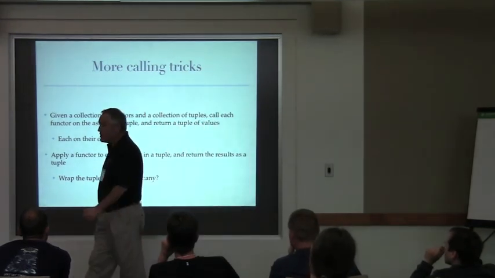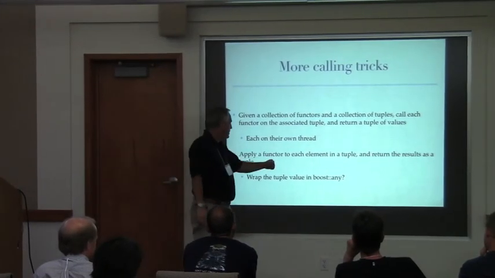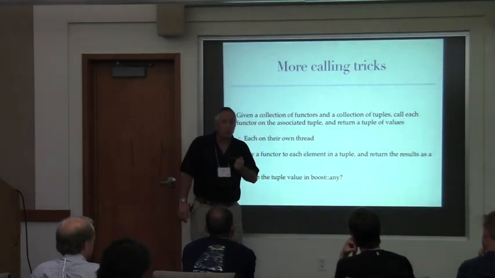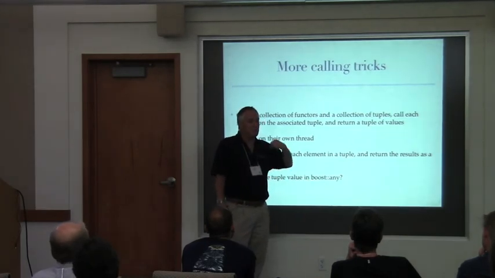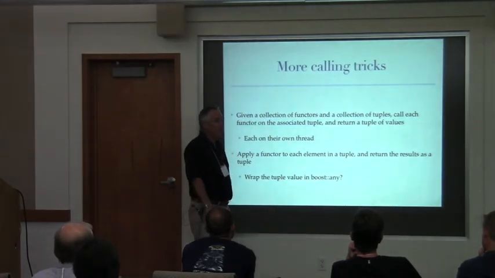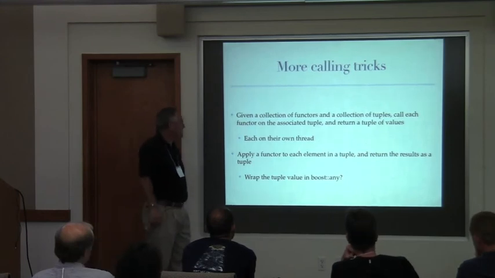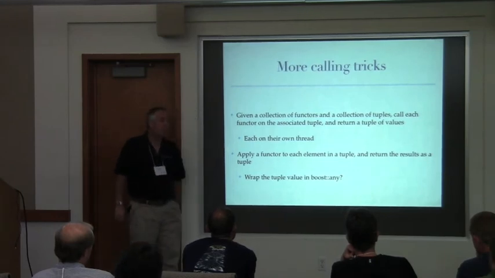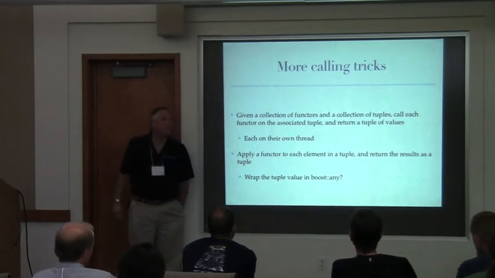You can apply a functor to each element in the tuple and return the results as a tuple. If you have a single functor, you may have to, along the way, wrap the values out of the tuple in boost any so that the functor each sees a single type. But you can do all sorts of things with this. I'm not 100% sure it's the best way to handle this kind of problem, but it's really interesting that this kind of stuff is built into the standard library now.